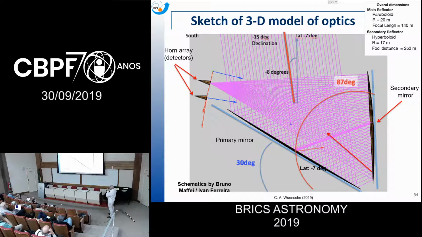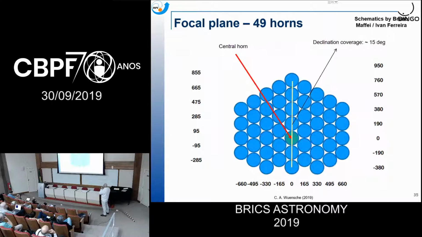So this is a quick sketch of the optical system. That follows the terrain inclination. We have the optical path from here to the horns here, that looks to center on the 15-degree declination. And we are trying to finalize the focal plane positioning of the horns.